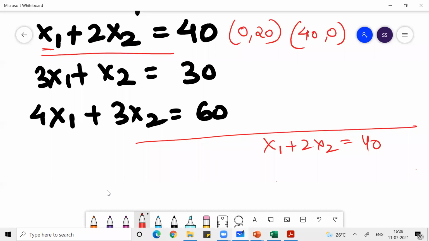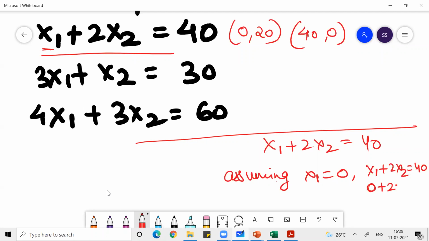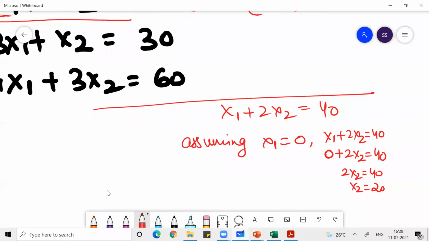I'm making things simple. I want to draw a linear line, so I assume x1 equal to 0. You can assume anything. If x1 is equal to 0, then x1 plus 2x2 is equal to 40 becomes 0 plus 2x2 is equal to 40. It means 2x2 is equal to 40, so x2 is equal to 20. I hope you are understanding. So the coordinate is 0, 20.